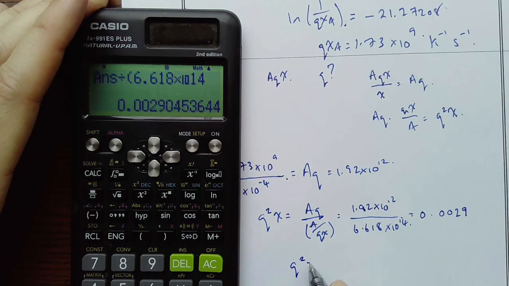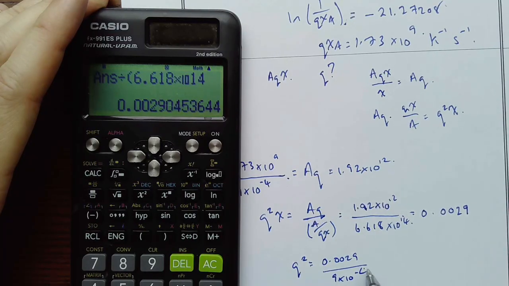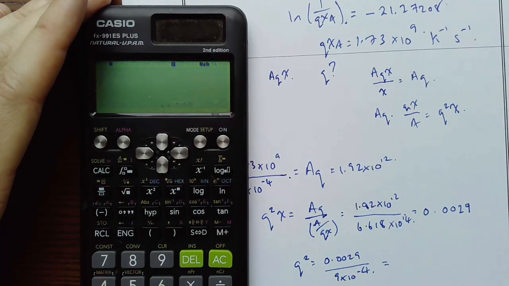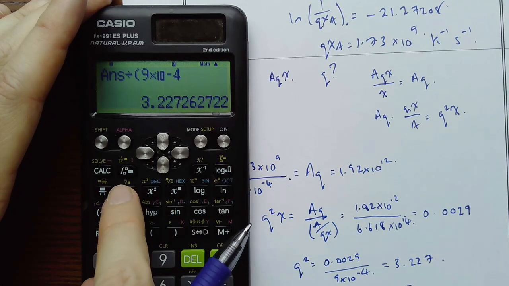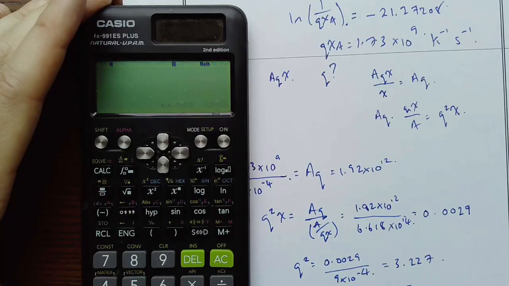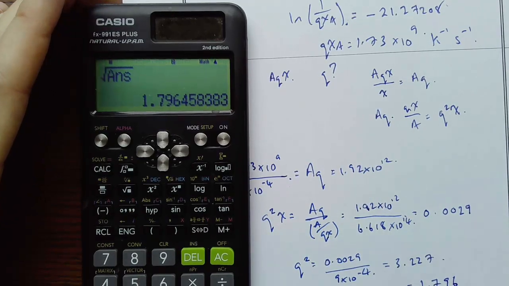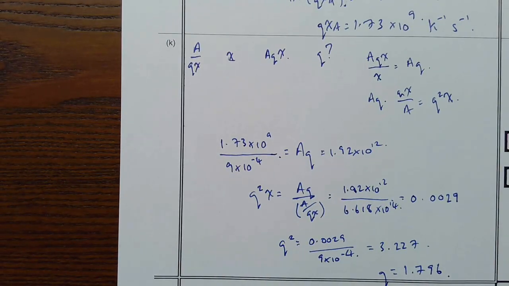Then q squared is going to be 0.0029 divided by 9 times 10 to the power of minus 4. So divide by that gives me 3.227, and then q is just the square root of that. So if I do the root of that, I get 1.796. Which is an answer that sort of makes sense, right? Because it's the number of water molecules, average number of water molecules.